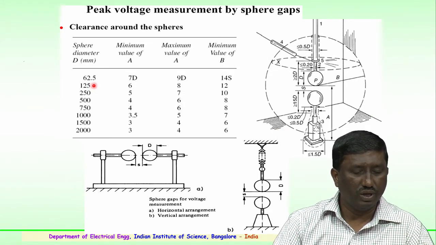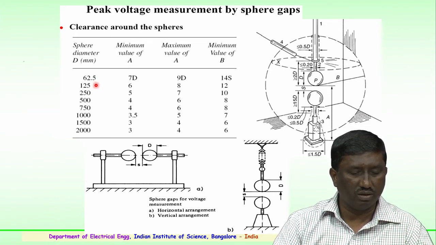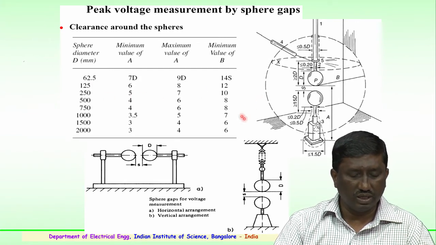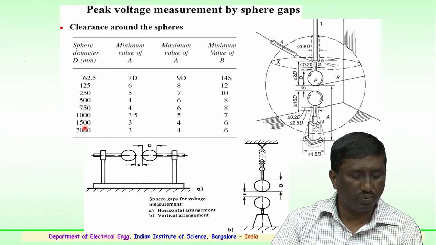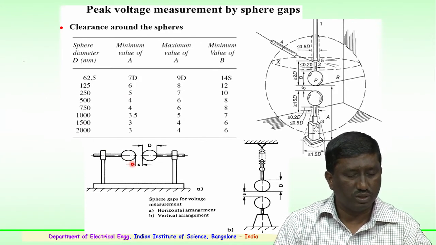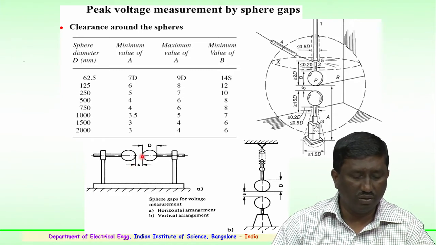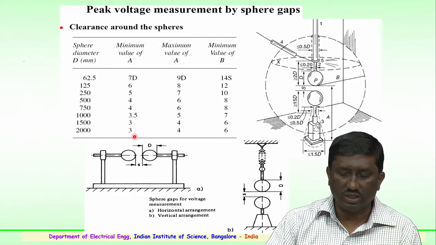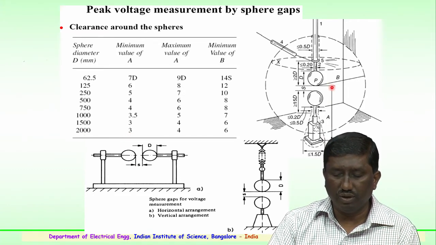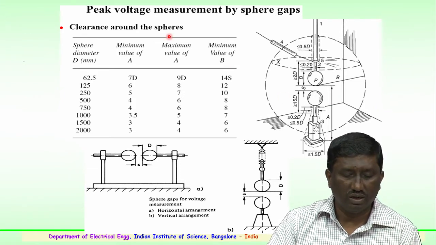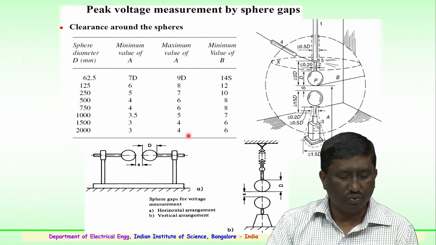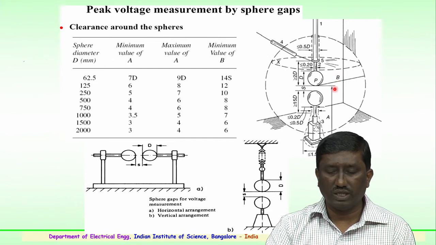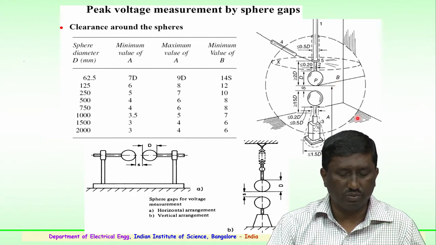So, similarly, when you increase the sphere diameter, you can see the values also change. For example, for a 2 meter, that is 2000 mm sphere gap assembly, the minimum value will be 3 times of the D, that is 2 into 3, 6 meters. So, A will be minimum 6 meters from the ground and the maximum value will be 4 into 2, 8 meters. So, 6 to 8 meters, 8 meters will be the maximum value which could be taken, or the minimum has to be 6 meters.